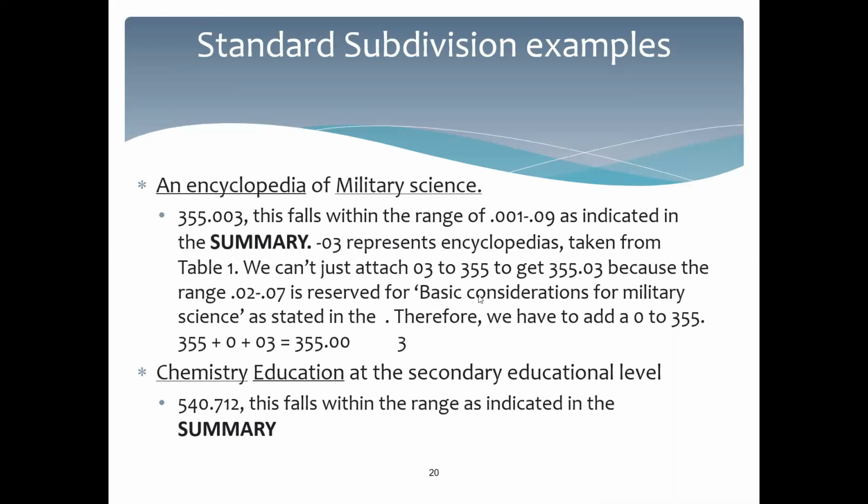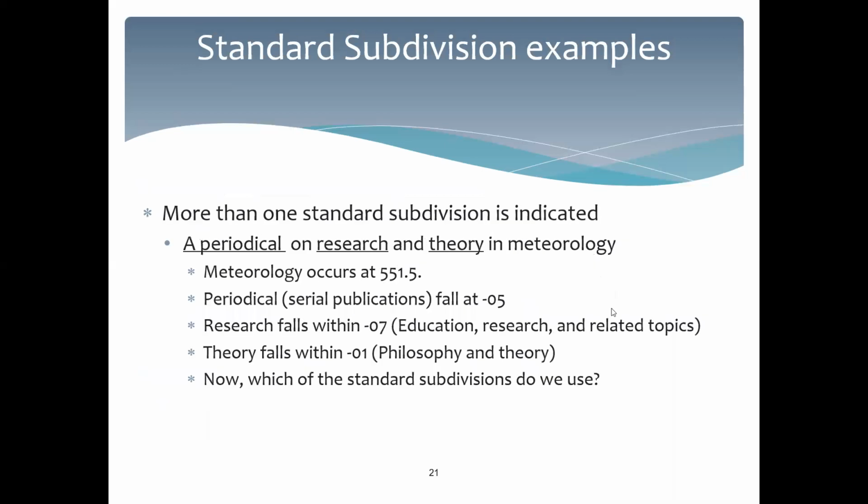Chemistry education at the secondary education level is 540.712, and that falls within the range as indicated in the summary. So again, that's the same sort of thing where you need to read your summaries carefully.